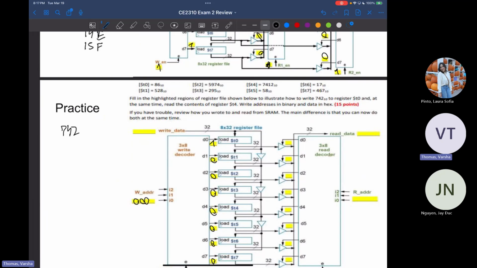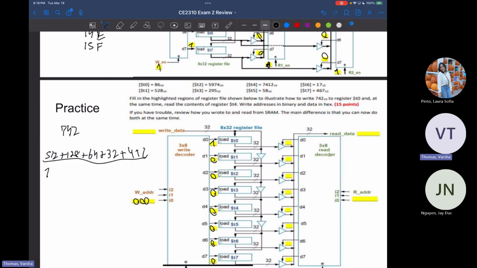So we have 512 plus 128, that's 640, plus 64, plus 32, plus 4, plus 2. Okay, that's 742 if we add all of these up.